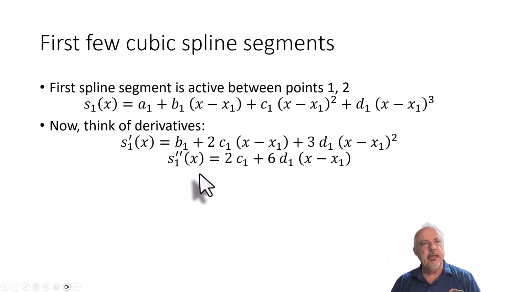And then you repeat it again because I want the second derivative as well. So the first derivative we're calling S1 prime, the second derivative S1 double prime. And you're going to end up with just the 2C on this one. And then the 2 comes down with the 3, so we end up with a 6D (X minus X1). So we're making some progress here.